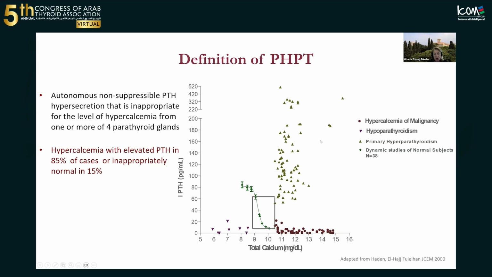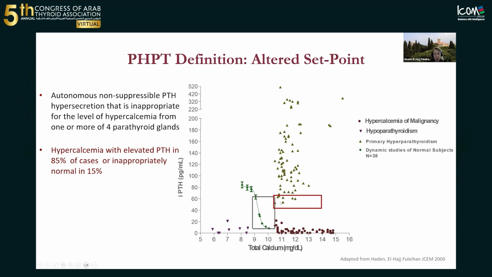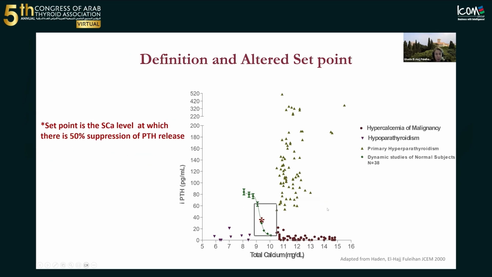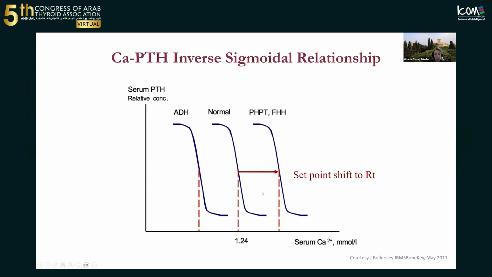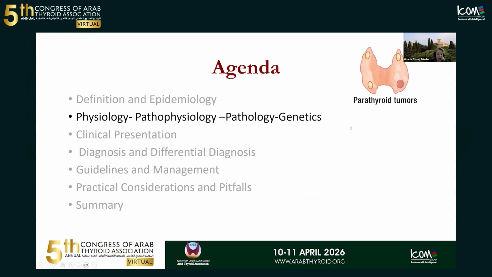And as you can see, the majority of patients with hyperpara have a high calcium and a high PTH, but you have 15% who have a high calcium, but an inappropriately normal PTH that's in the upper limit of normal. And we call this a shift in the set point. The set point is the point at which there is 50% suppression in the sigmoidal curve. And as you can see, this is a normal curve. This is primary hyperparathyroidism. FHH is another entity that shifts the set point to the right. And of course, ADH and hypopara are shifted to the left.